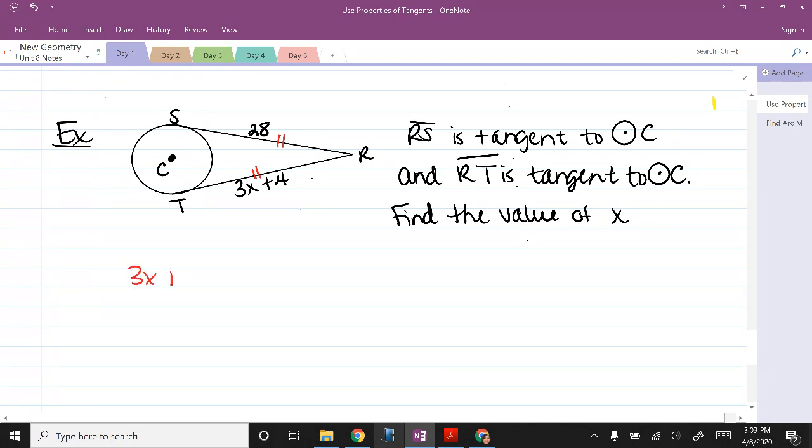So 3x plus 4 equals 28. Subtract 4. 3x equals 24. Divide by 3, and x equals 8. Okay? And I can check it by plugging 8 in for x, 3 times 8 is 24 plus 4 is 28. 28 on both sides. So if you have two tangent lines with a common external point, you just set those two lengths equal to each other to solve for the variable. Nothing too difficult.